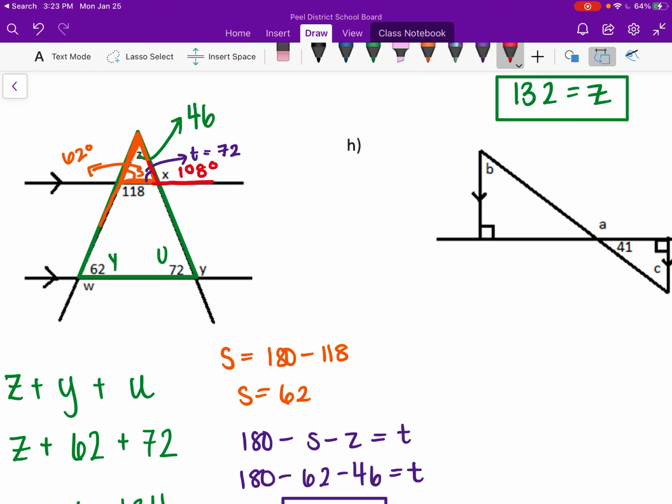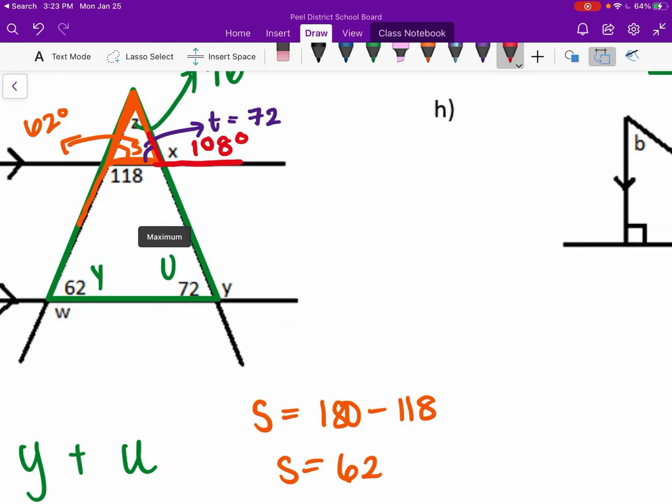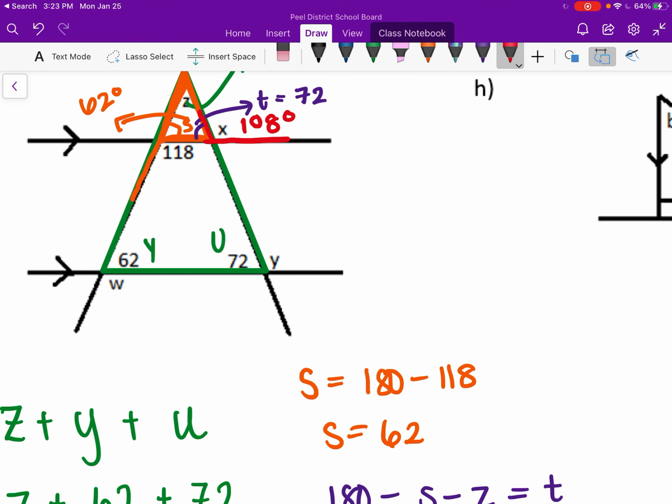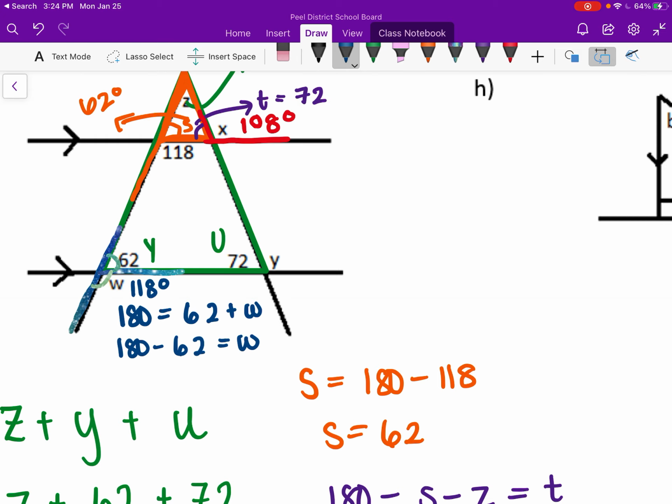All right, we've solved that top triangle. We figured out all of that stuff. Let's go back to our big triangle here, right? Now, if I look here at the bottom, I know that this is 62. I can easily find W. Because it's a straight line, I know that 180 is going to equal 62 plus W. So if I want to find W, I can do 180 minus 62, which is going to equal 118. So I know this is also 118 degrees.